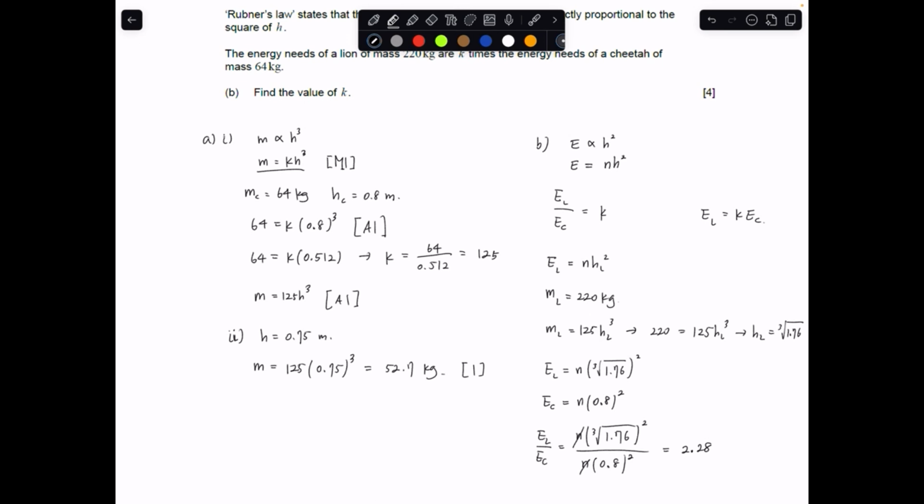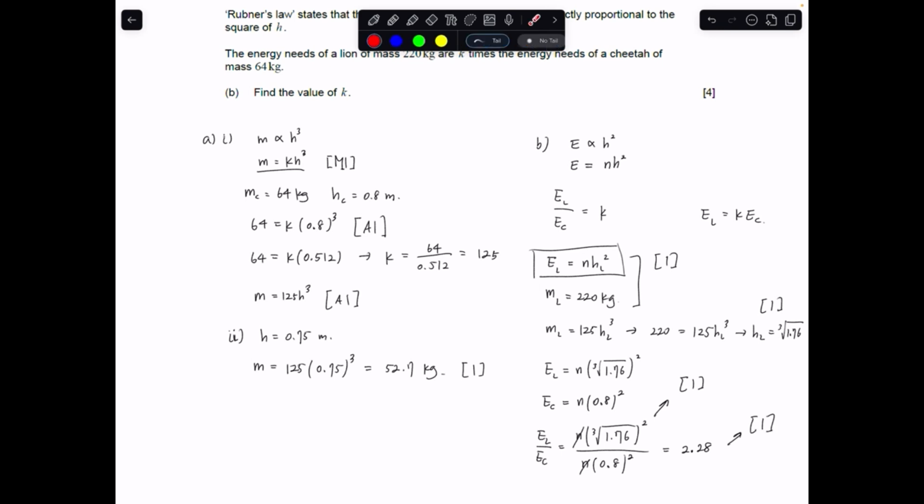For part B, a point is given for finding the height of the lion correctly. Then setting up these equations, the fact that you can create an equation that models the situation correctly, is worth 1 point. Finding the expression for K is worth 1 point. And the final answer is worth 1 point.